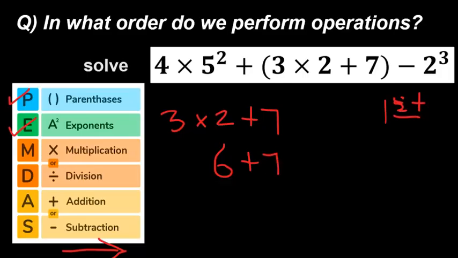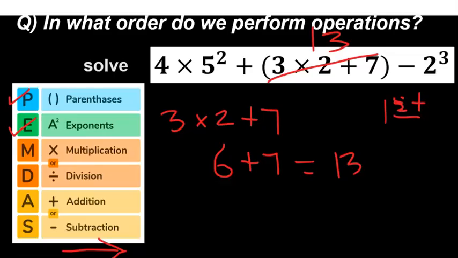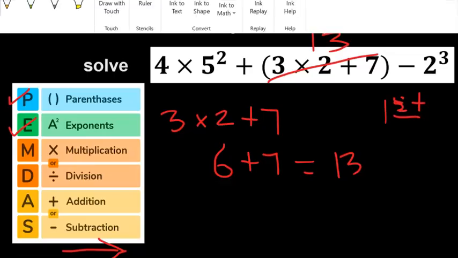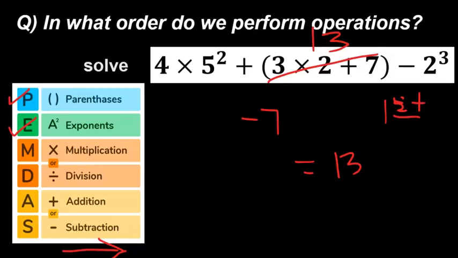Okay? Then we are only left with addition and subtraction, so we go from left to right, and so we can say that 6 plus 7 equals 13. So what does this mean? This means that we can erase this and write 13 instead. You see that? And then we can erase all this other stuff. Okay? There we go.